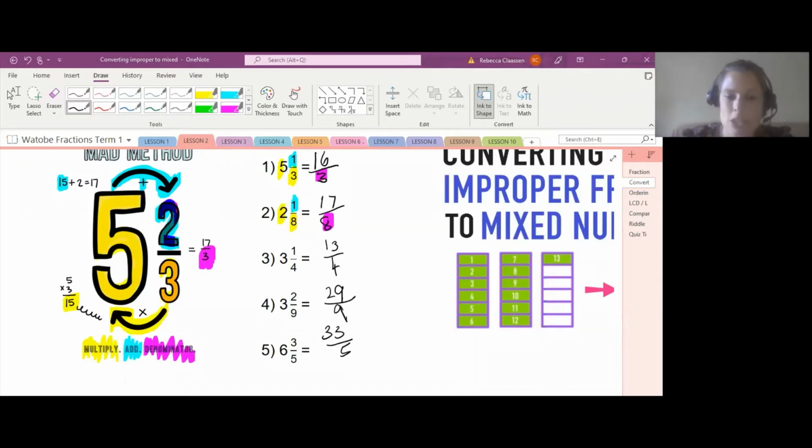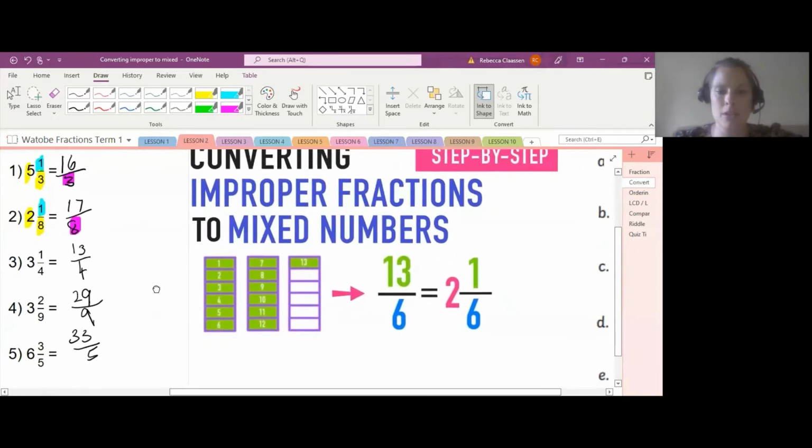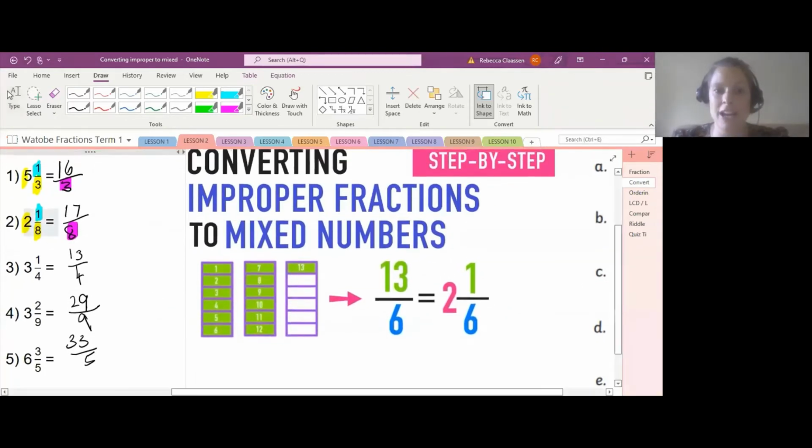Okay, so we are going to go the other way now. So tell me, what is the inverse of times? The inverse means opposite. Division. Awesome. So if we have to times to go this way, then to go from an improper fraction to a mixed number means we're going to have to divide.